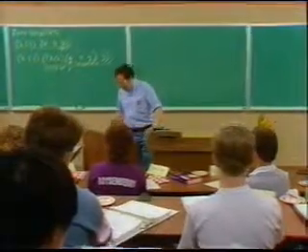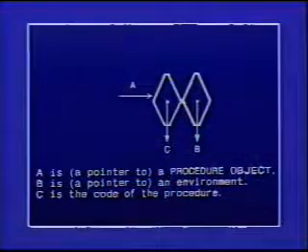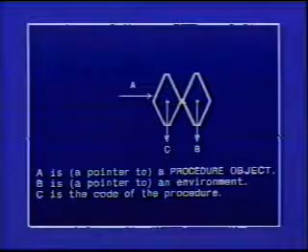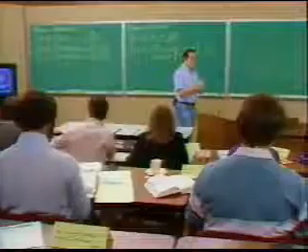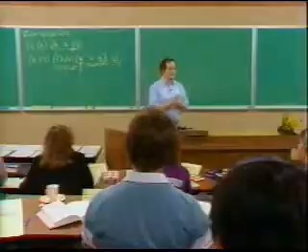And the reasons why are not obvious yet, but will be soon. So here is a procedure object. It's a composite object consisting of a piece of code and an environment structure. Now I will tell you the new rules, the complete new rules for evaluation.